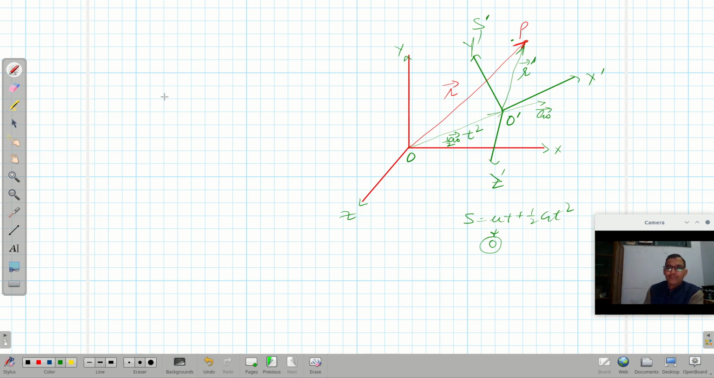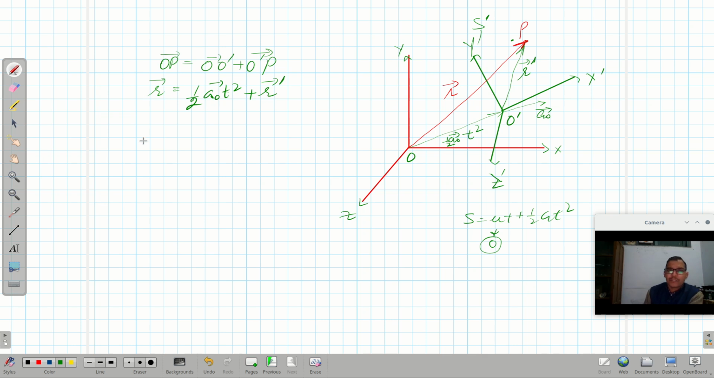So if I try to look at it, then what will happen? That OP vector is equal to OO prime vector plus O prime P vector, and the point will remain the same. Now let us try to do one thing. Let us apply triangular vector addition here. So that means R vector is equal to half a naught t square plus R prime.